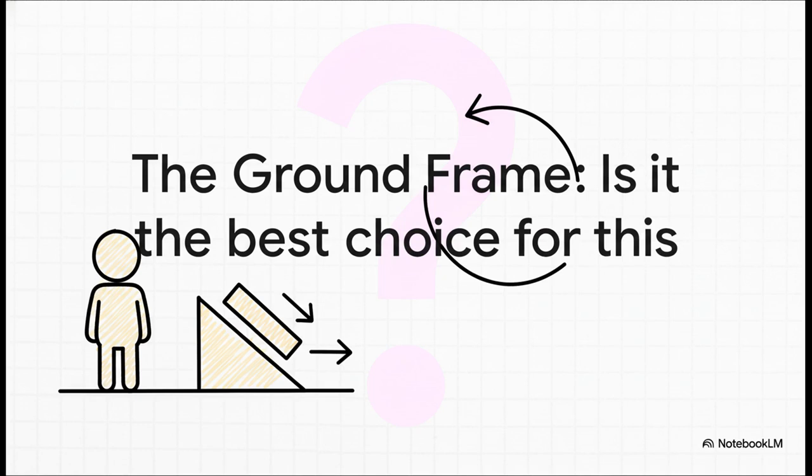Now, the most obvious choice is what we call the ground frame. Just imagine you're standing still, watching the whole thing happen. From this perspective, the wedge's motion is simple. It just slides sideways in a straight line. But what about the bar? Its motion is a messy combination of it sliding down the wedge while the wedge itself is moving sideways.